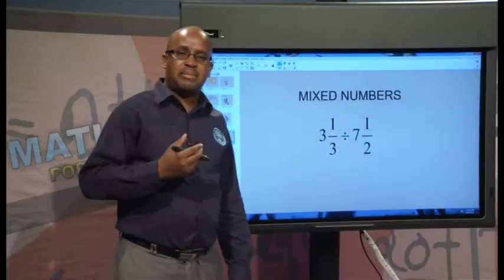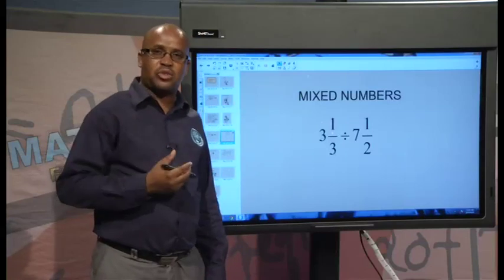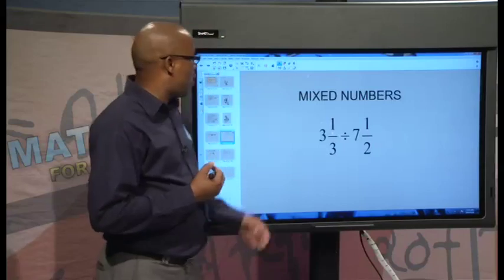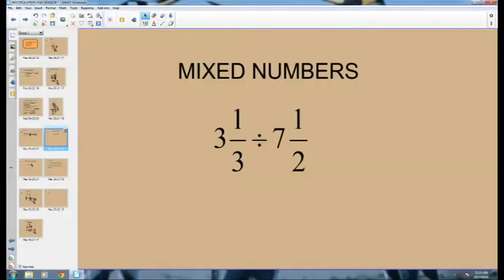Now, let me allow you to ask another question so that we can go on with our discussion. When you started this topic, you mentioned a type of fraction called mixed numbers. Can you show how they are multiplied or divided? We can have a situation where the example is 3 1/3 divided by 7 1/2. 3 1/3 is a mixed number. 7 1/2 also is a mixed number. So how do we divide this?